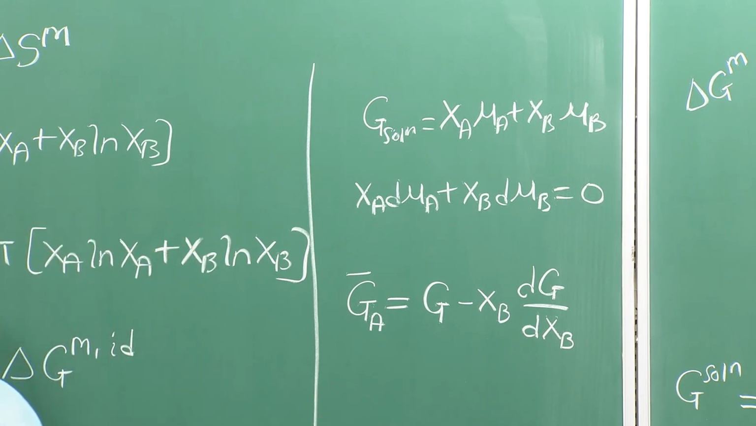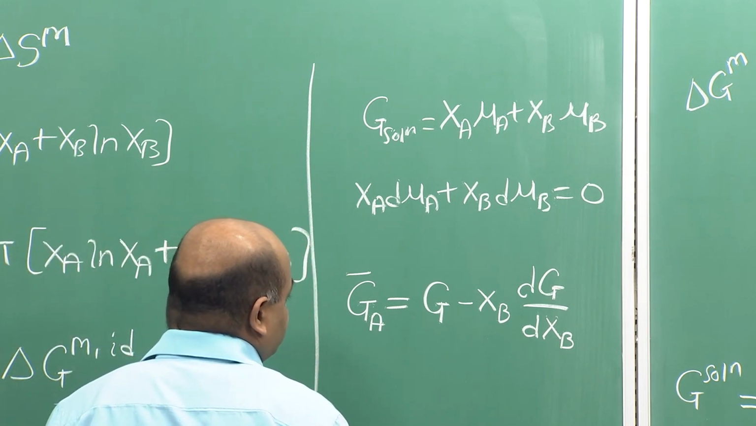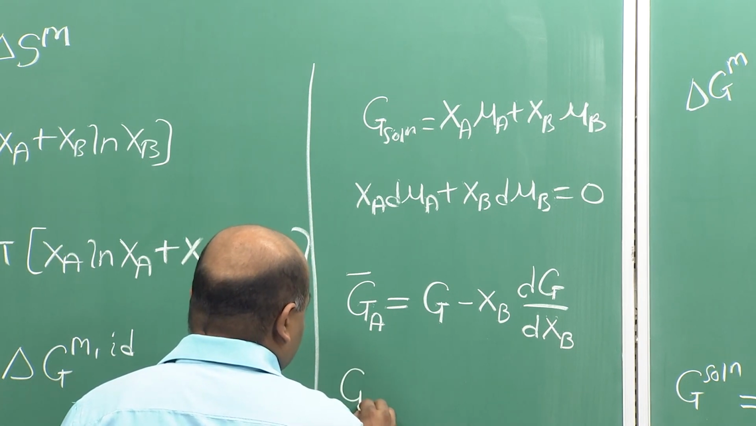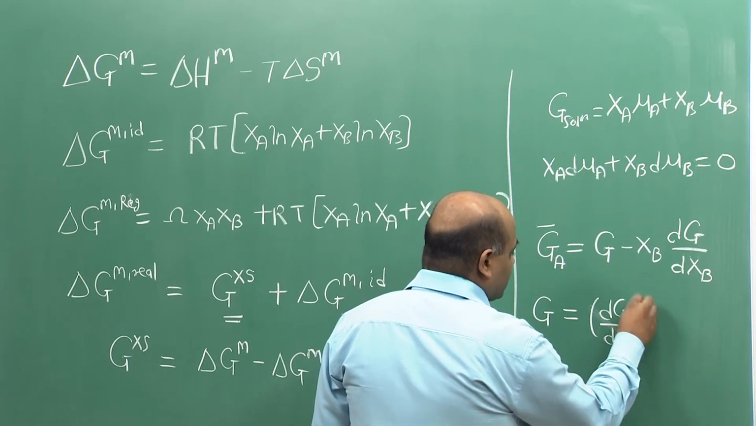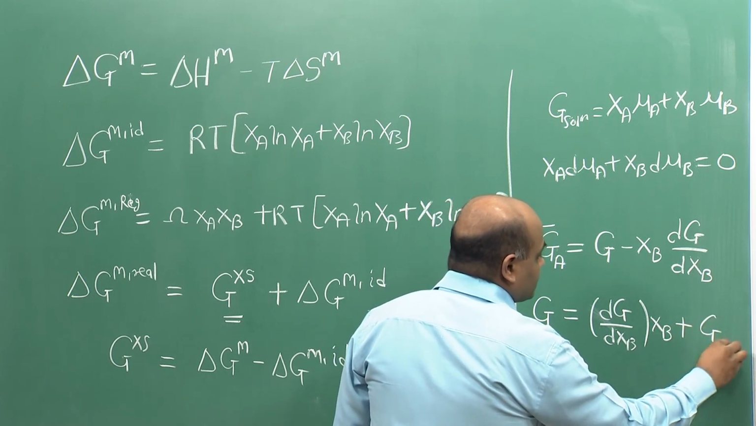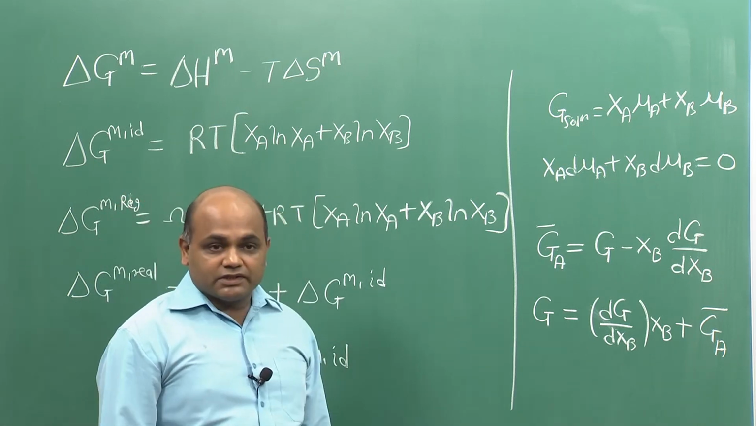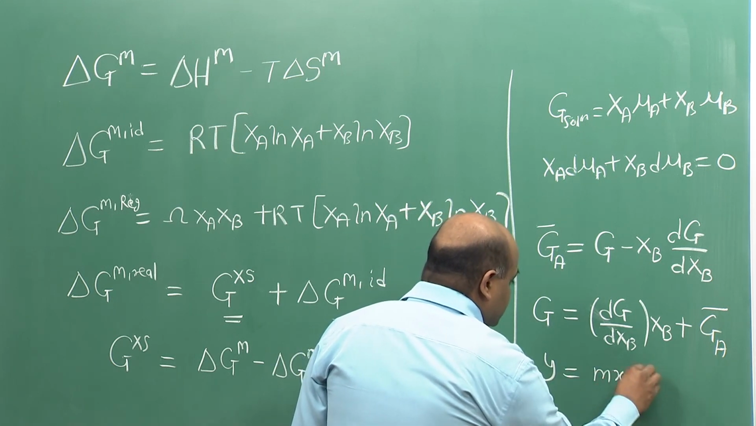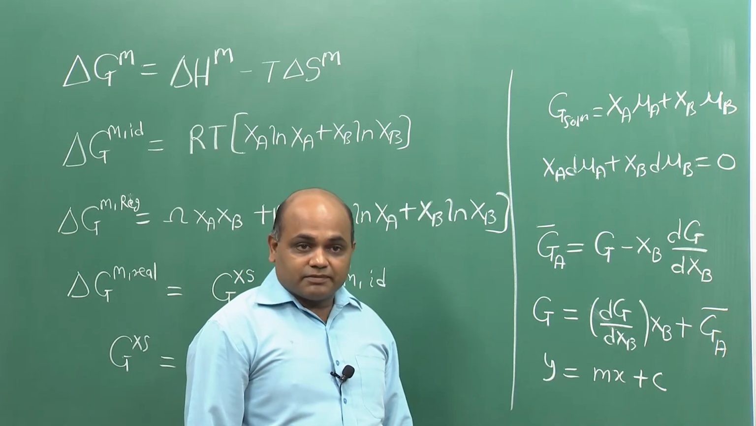We can write the same equation in a little bit different form. So, if we write it in terms of G, G is equal to dG by dXB times XB plus G A bar, right. This is an equation of a line, right. It is in the form of y is equal to mx plus c, where m is the slope of the line and c is the intercept on the y axis.